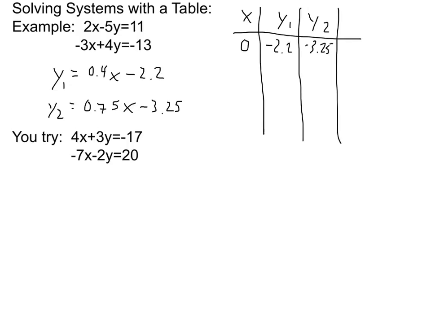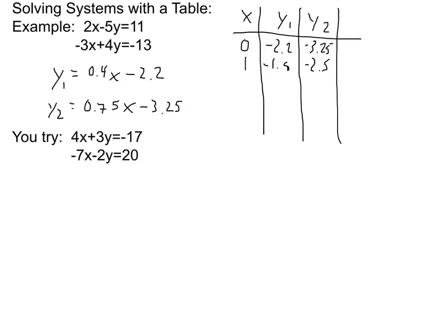Okay, if I move in the positive direction and go on to 1, let's see what happens. This has a slope of 0.4. That means as you go over 1, it should go up by 0.4. So if I add 0.4 to -2.2, I'm going to get -1.8. If you don't believe me, just plug it into that equation, you'll get that. For the second one, we have a slope of 0.75. So again, as we go over 1, that's going up 0.75. So -3.25 plus 0.75 is -2.5.